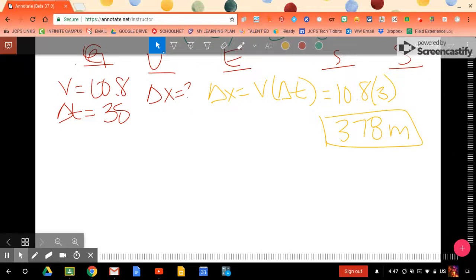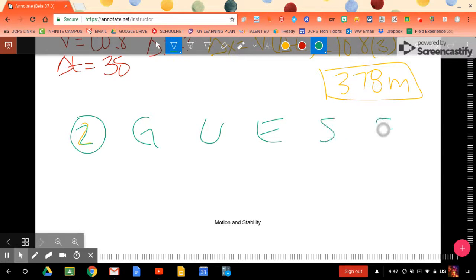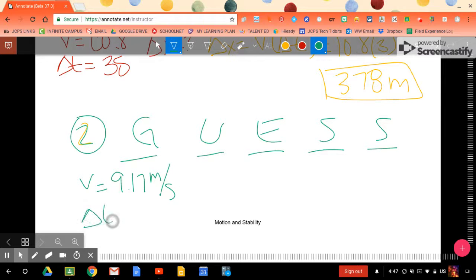Okay, number 2. So our second place runner, we're doing our GUESS. And he had a speed, so his velocity is 9.17 meters per second. And again, the time is 35 seconds again. So we're trying to find our distance, which is our change in X.